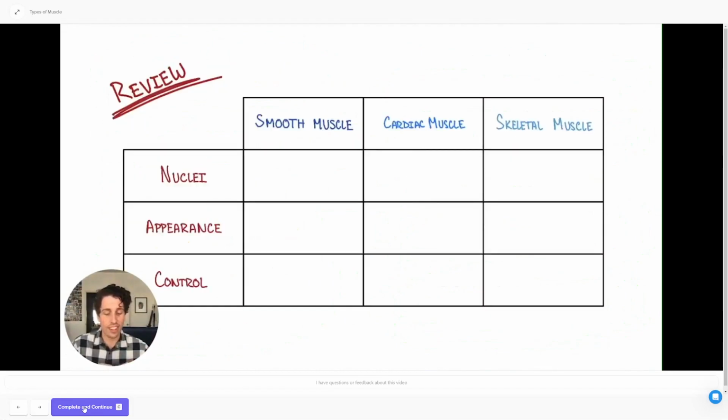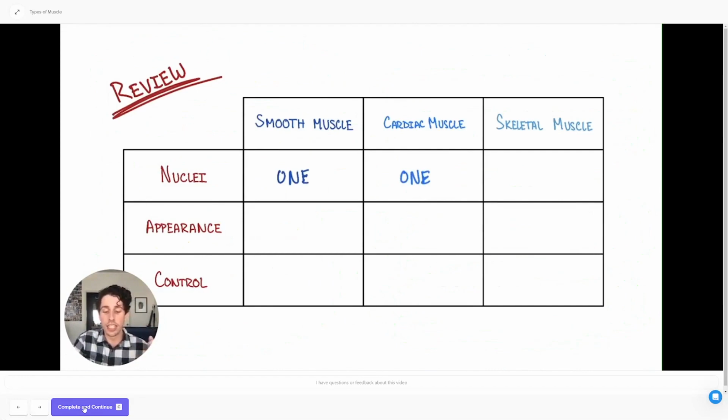Alrighty, so let's go ahead and do a quick review. Hopefully you can remember all of this stuff. So with smooth muscle, let's go ahead and talk about the nuclei first. So if you remember, the smooth muscle cells are going to have one nucleus. So one nucleus in each muscle cell. And if you remember, the cardiac muscle cells also have that one nucleus in each cell.